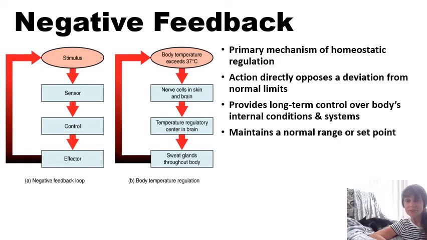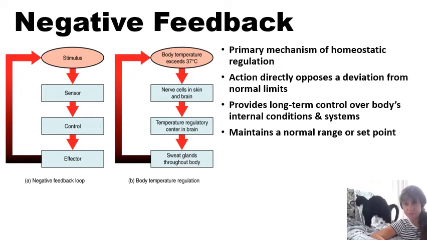Negative feedback mechanisms are the primary method of regulating homeostasis in the human body. These feedback loops are referred to as being negative because the action directly opposes a deviation from normal limits. This helps provide long-term control over what's going on in the body internally and helps to maintain a normal range or set point.